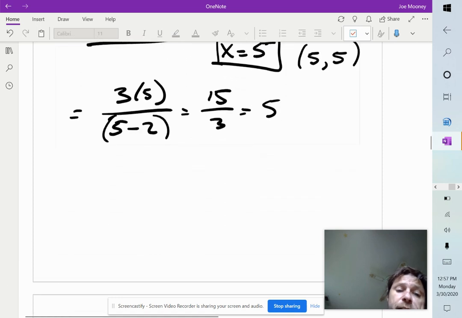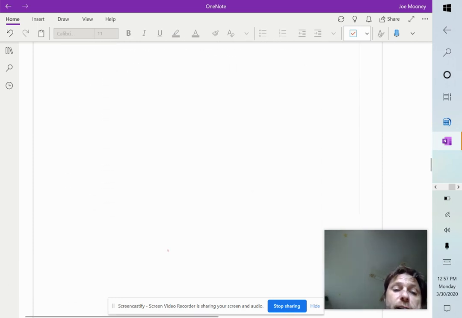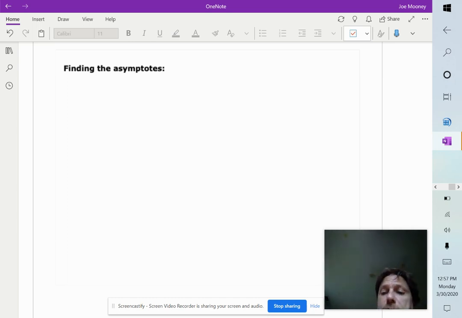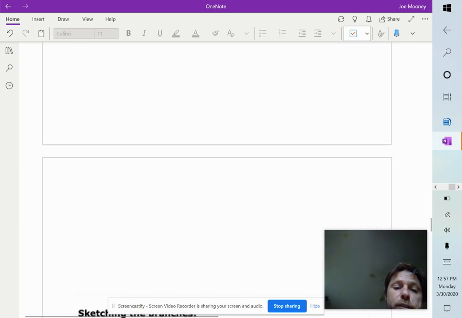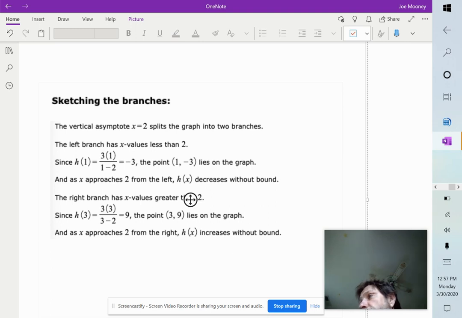All right, so we're going to go down, and that was what I just showed you there, the simplified version. Find that hole, we just did that. Find the asymptotes, and then I'm going to flick past this screen. You're going to do the vertical asymptote and the horizontal asymptote the same way we have done, and when we do the other problem, I'll show it to you. And then you sketch the branches. You find out where they go above or below the asymptote, and you're going to use some guiding points.